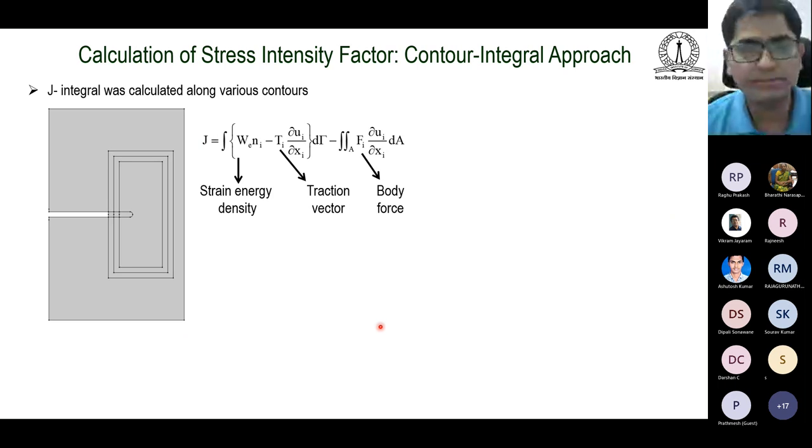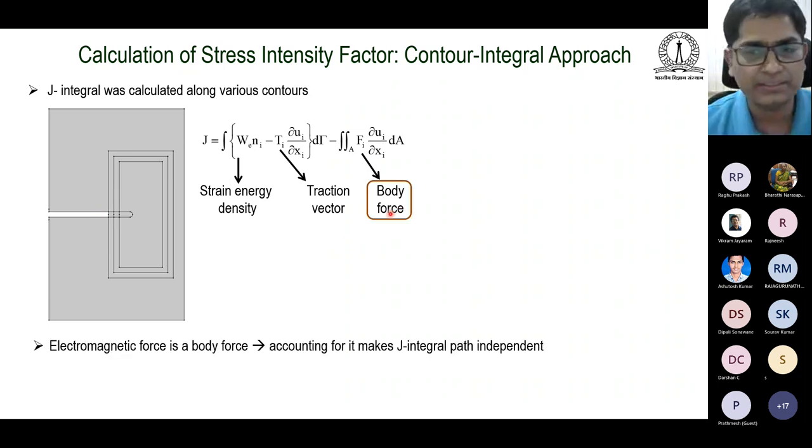To calculate this stress intensity factor, we went ahead and calculated the J integral. And here what we have to remember is that the Lorentz force is essentially a body force because it is acting at each and every point in the body. Only when we consider this as a body force do we see that the J integral becomes path independent, which is another good thing about this particular loading, giving us a way to correlate these results with what happens when we apply a mechanical load. And then we can go ahead and calculate the stress intensity factor.